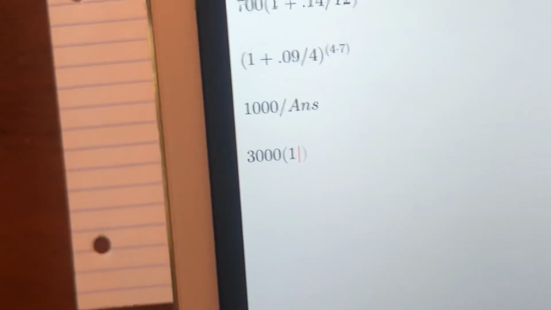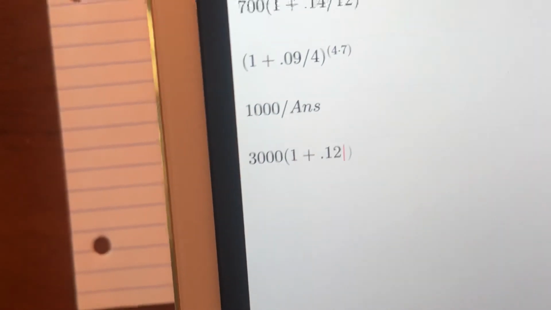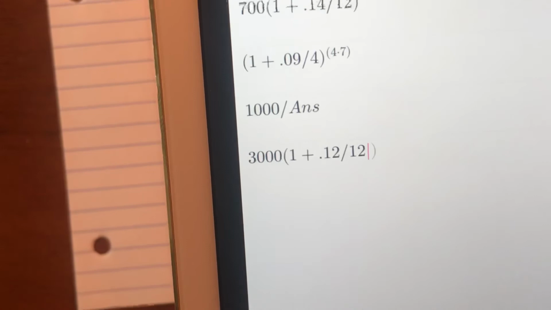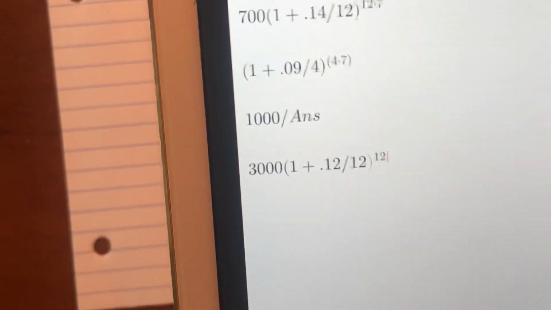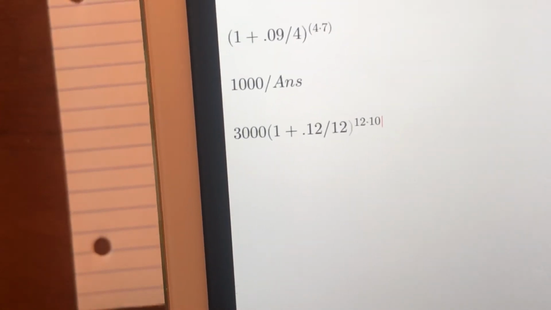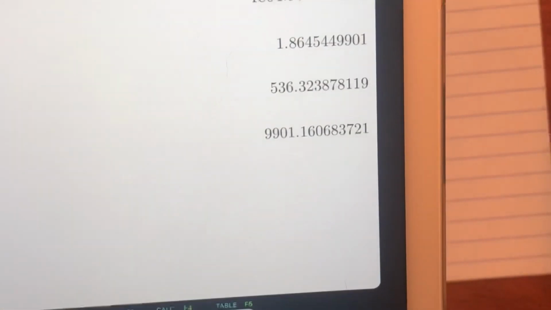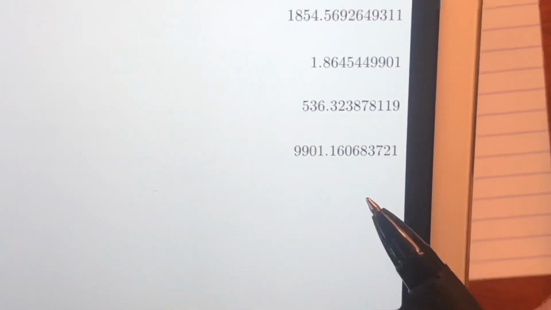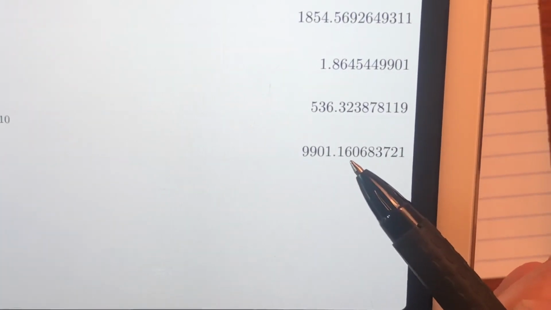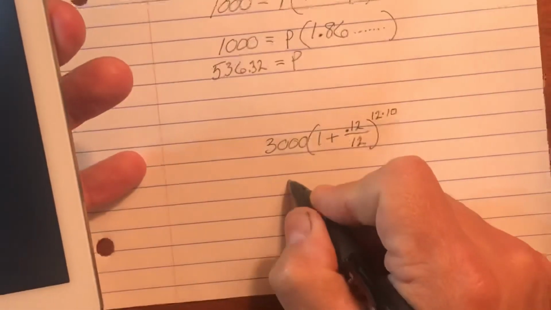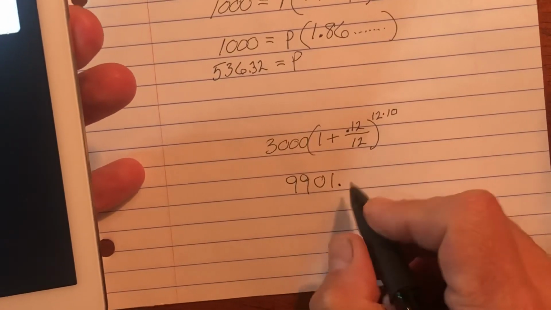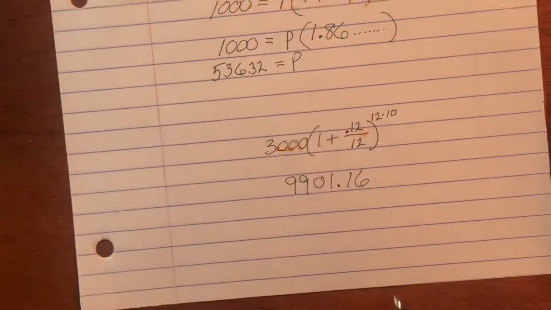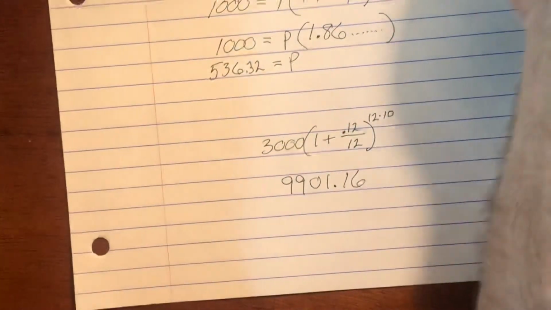3,000, parenthesis, 1 plus 0.12 divided by 12. Raise all of that to the 12 times 10 power, and that gives us $9,901.16 if we rounded it off to the nearest penny. Okay, I'm going to write that down. $9,901.16.